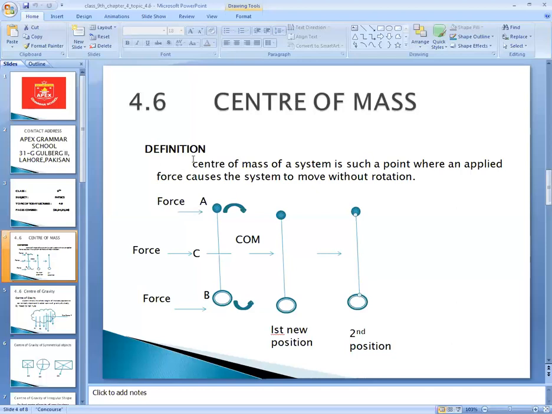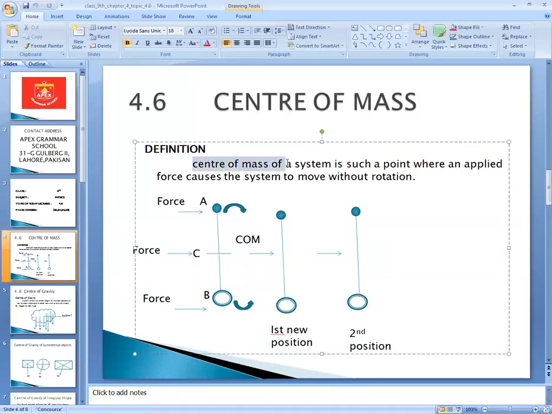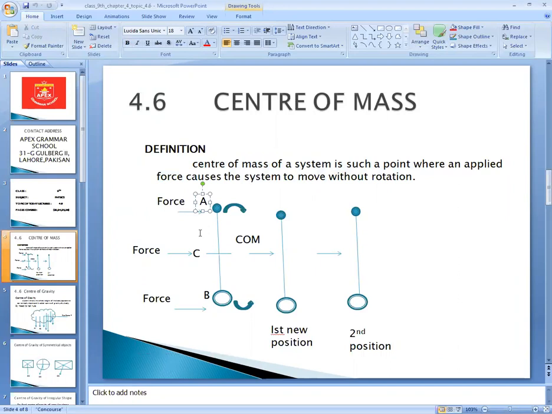This is given in our center of mass definition. Center of mass of a system is such a point where an applied force causes the system to move without rotation. So where the rotation is occurring, at this point the body is moving clockwise, anti-clockwise. At this point the body is moving clockwise. At this point the body is moving anti-clockwise.